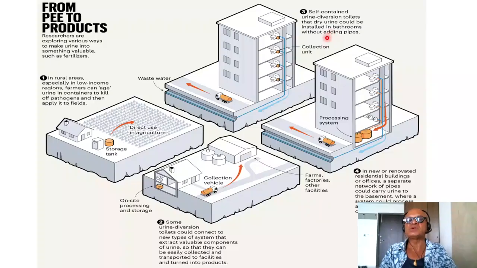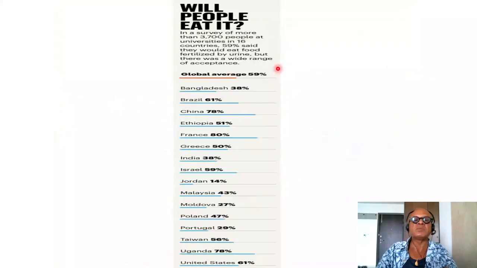Thirdly, self-contained urine diversion toilets that dry urine could be installed in bathrooms without adding pipes. So this would be just retrofitting existing systems and then wastewater and urine separately transported after drying, for example. Finally, in new or renovated residential buildings or offices, a separate network of pipes could carry urine to the basement where a system could process and concentrate it for collection. So that's different than drying at individual toilet level. Okay, so various options available.